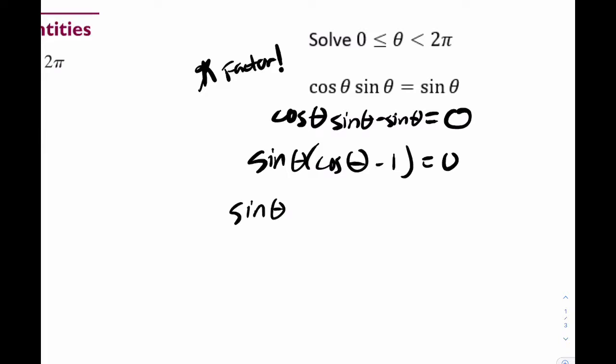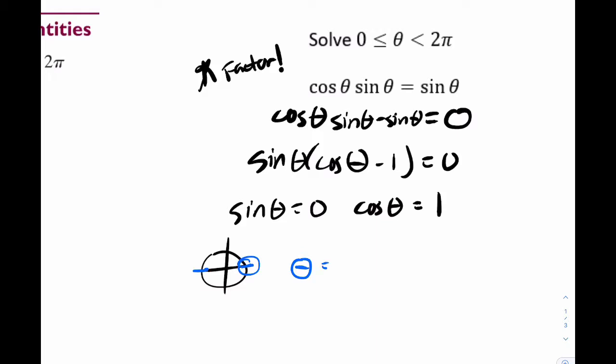And now we have our answers. Sine theta must be 0, or cosine theta must be 1. This one's interesting because sine theta is 0 here and here, and cosine theta is 1 at that location, so the answers overlap a little bit. So the answers are 0 and pi.